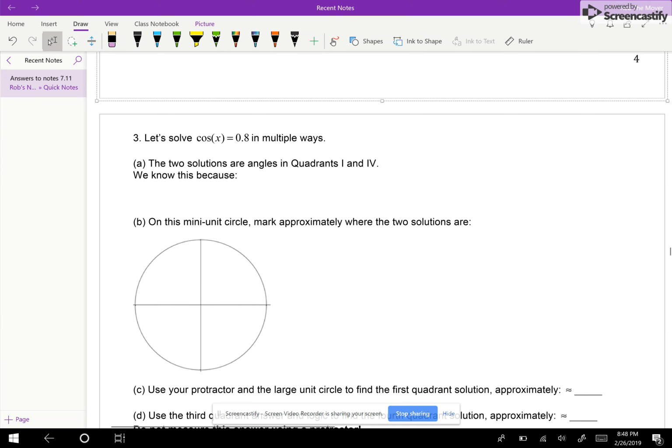We're looking for where the cosine is equal to 0.8. I'm not going to grade this. I'm only going to look for the first 2 problems. Okay, we'll work on the cosine in class together.